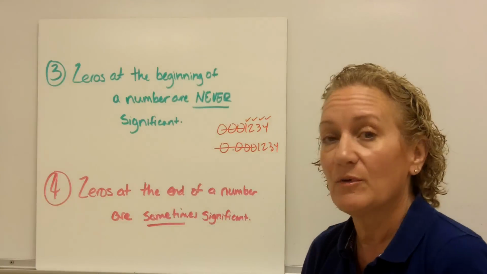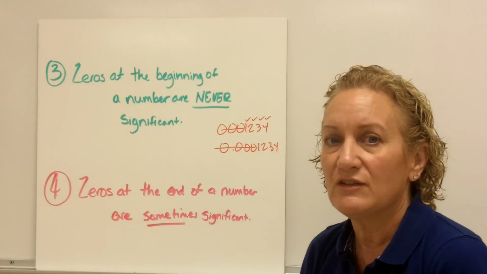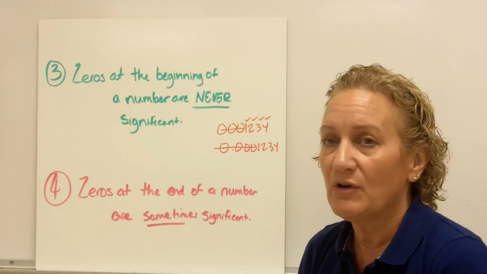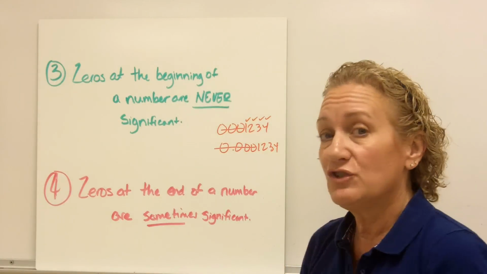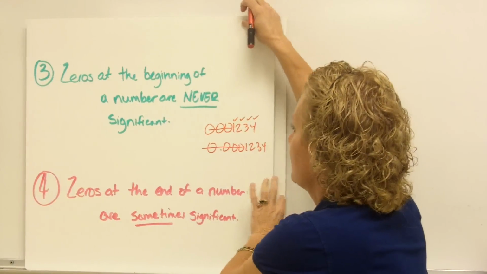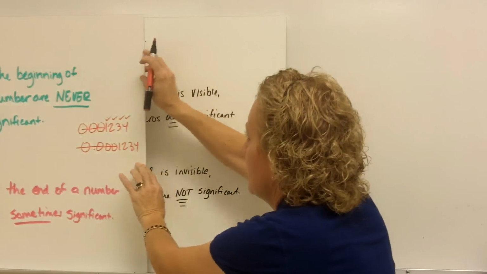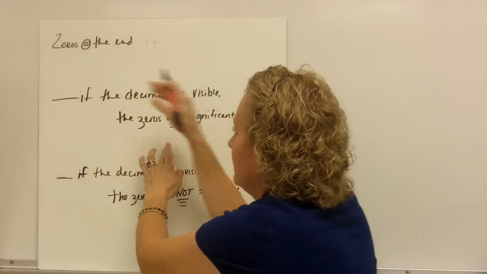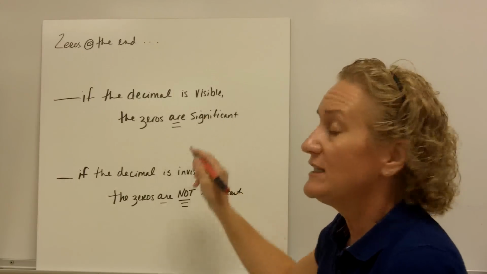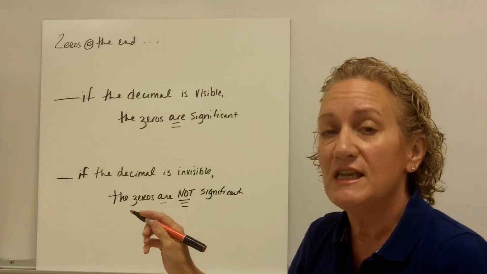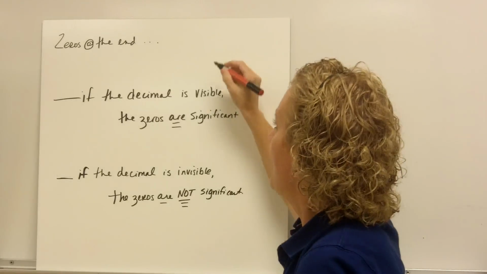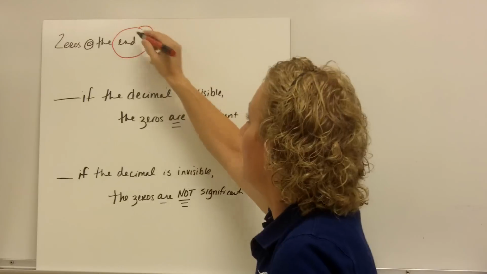Zeros at the end of the number, that's where things get a little bit tricky. So that's one of the ones we want to spend a little bit of time on. Zeros at the end of the number are sometimes significant. There's 2 easy rules to figure out if it's significant or not. First rule is this: if the decimal is visible, so if you see a decimal anywhere in the number, those zeros are significant. But again, it's at the end.